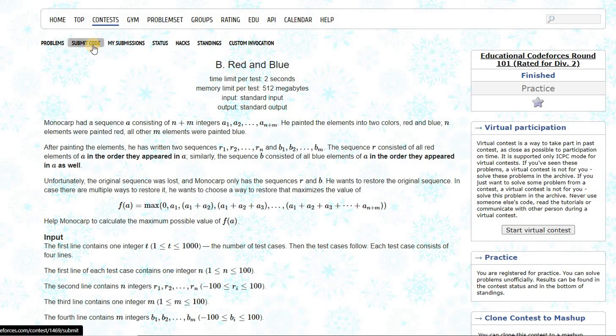Hi, so this is an analysis of the red and blue problem from the Educational Codeforces Round 101. So here's the problem. Monocarp has a sequence A consisting of n plus m integers, and there are two colors, red and blue. The n elements are painted red and the m elements are painted blue.